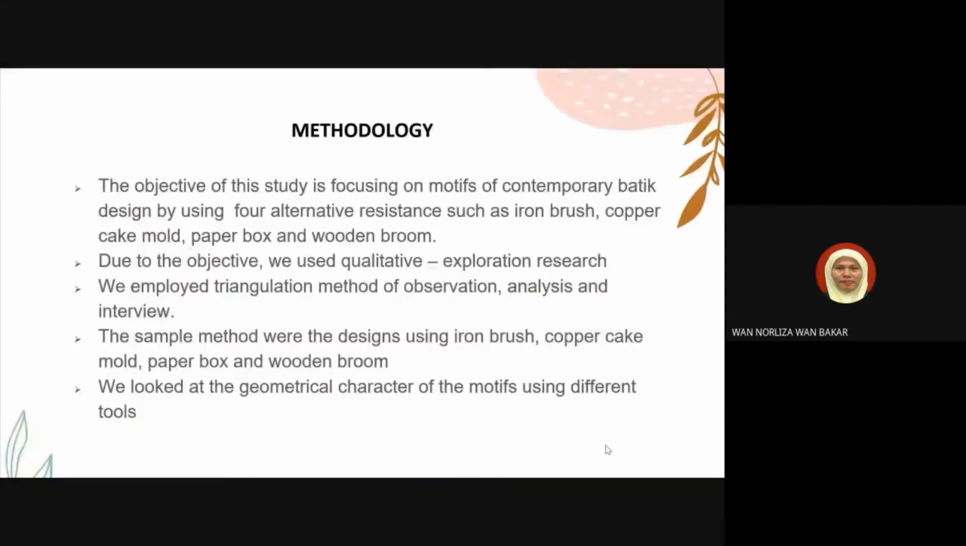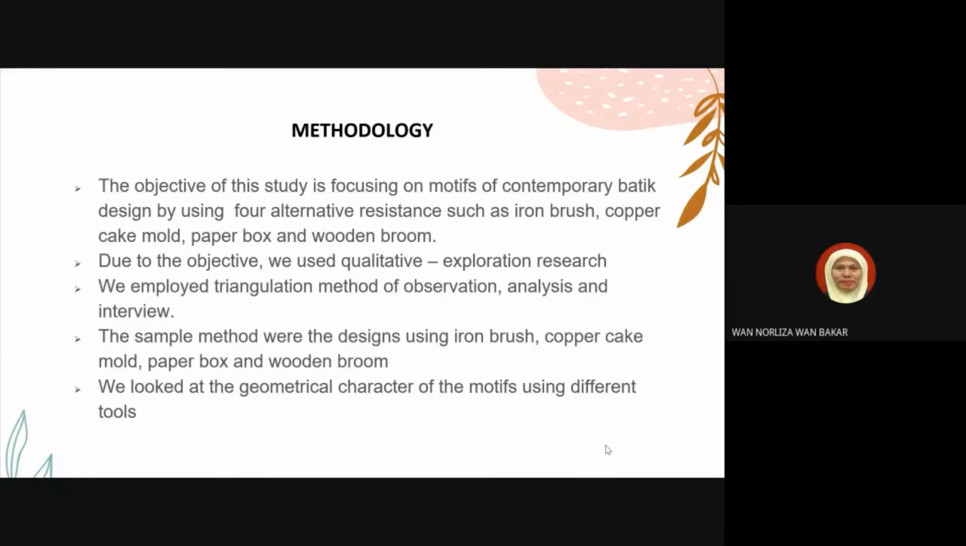Okay, and the next one is the new one. The objective of this study is focusing on motifs of contemporary batik design by using four alternative resistance, such as iron brush, copper cake mold, paper box, and wooden broom.